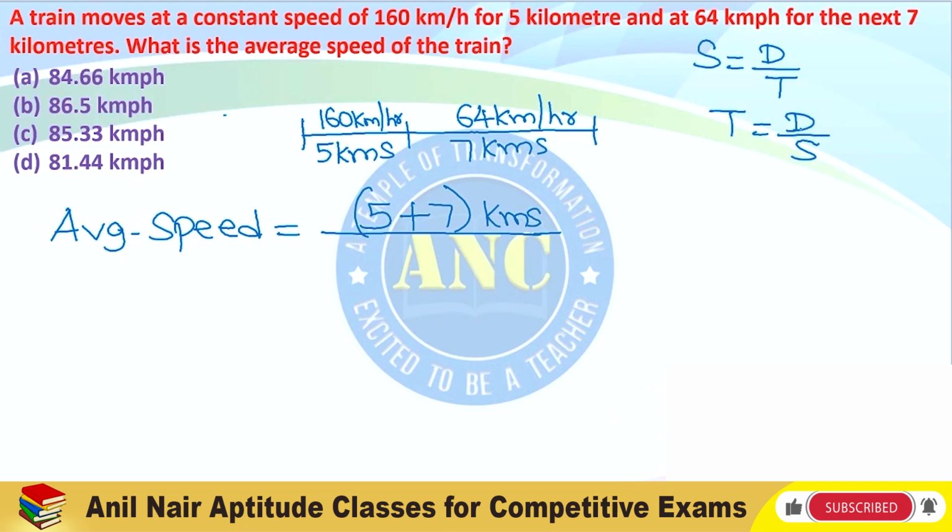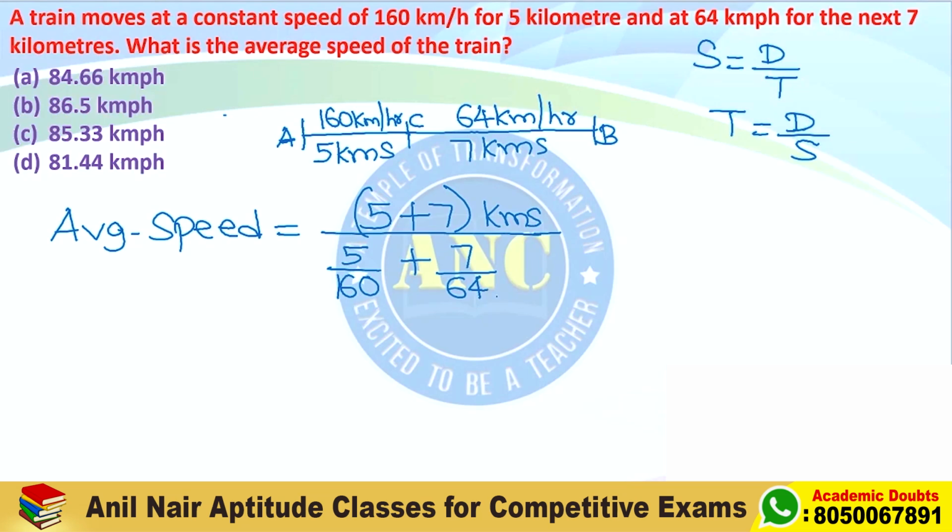Total time. Time is nothing but distance by speed. So time taken from A to C, for example, if I name these as A, B and C, time taken from A to C is nothing but distance divided by speed. Distance is 5 kilometers. Speed is nothing but 160 kilometers per hour, plus time taken from C to B is nothing but distance is 7 kilometers. Speed is nothing but 64 kilometers per hour. But the only problem with this kind of methodology is I have fractions in the denominator and I need to simplify the fractions, and I will waste a lot of time by simplifying the fraction.